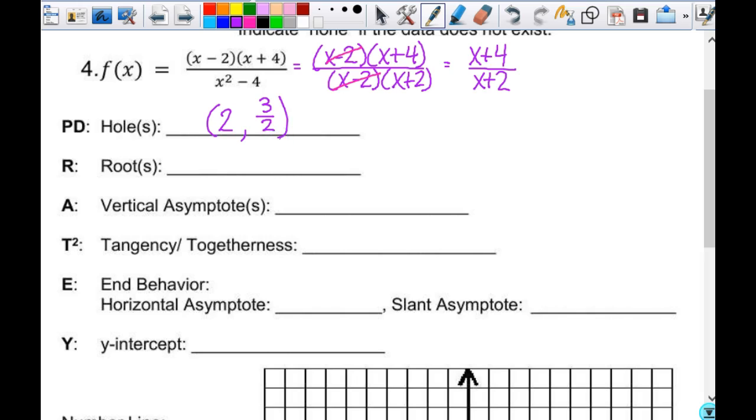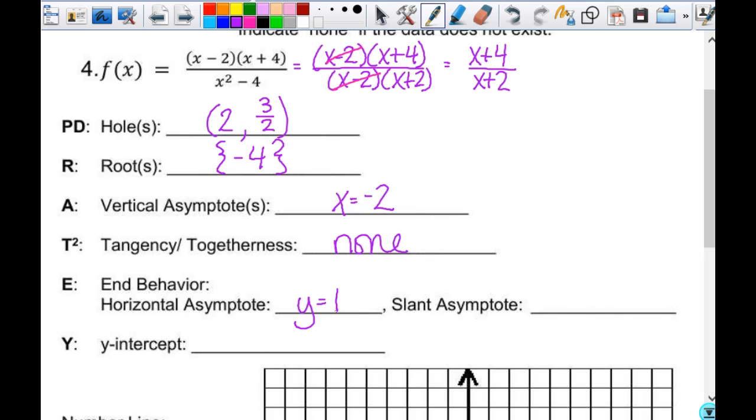My roots, I do not use the 2. I'm only using from the simplified version. So I only have 1, and it's at -4. My vertical asymptote, x equals -2. Tangent togetherness, no, there's no square in the numerator or denominator, so there is none. Horizontal asymptote, they are tied, so it is y equals 1.